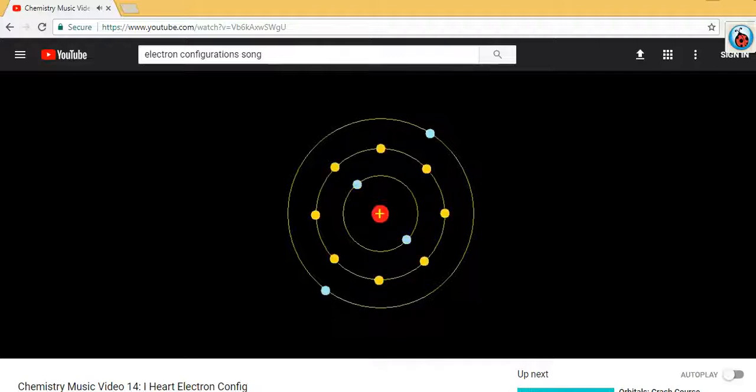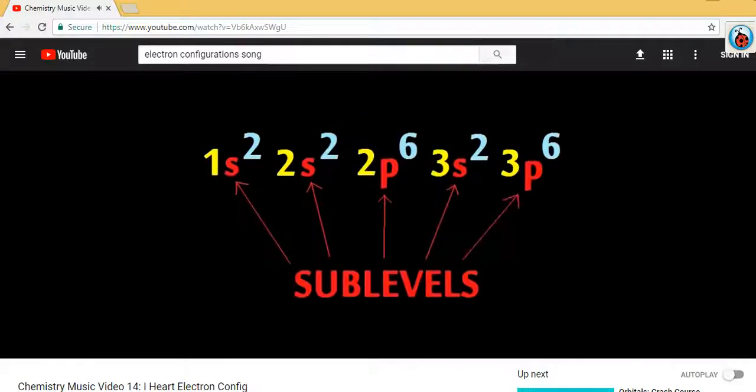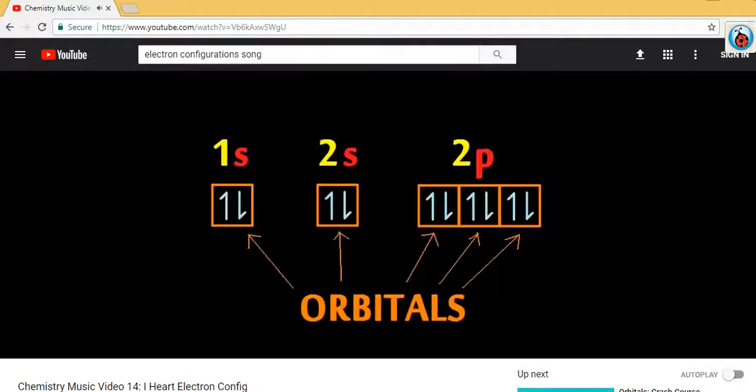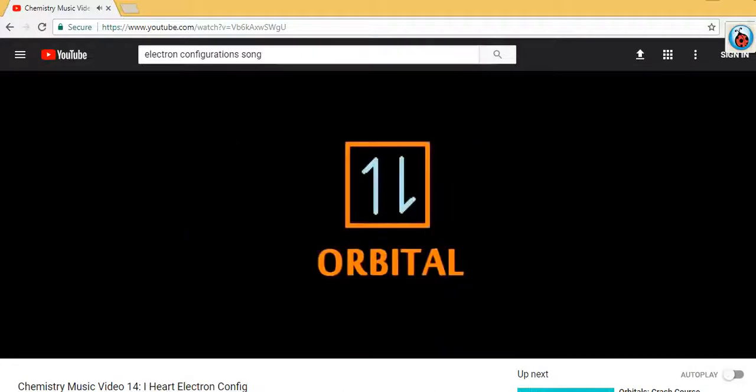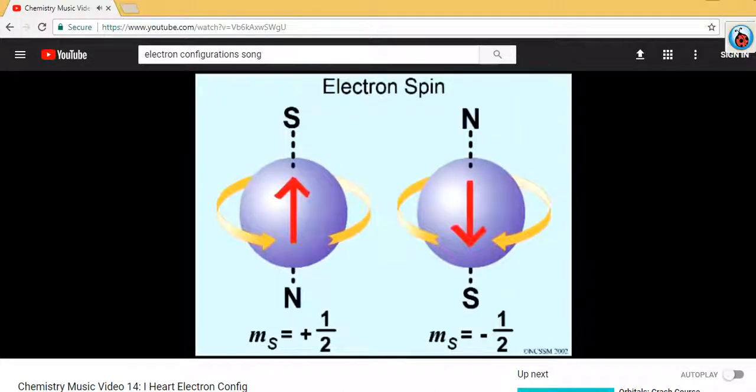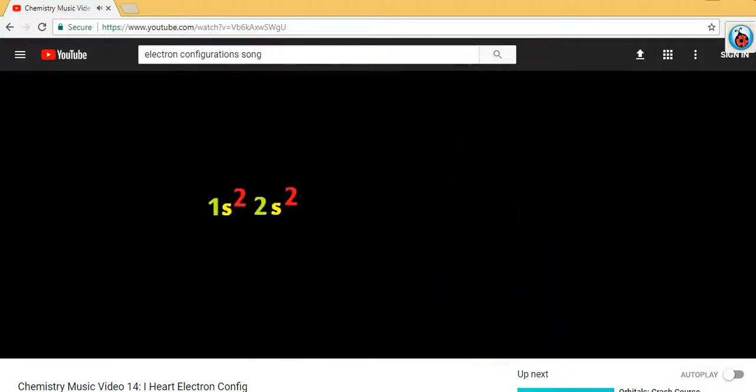They sit around in energy levels, which are made up of sublevels, which can then be broken down into orbitals, and 2 electrons per orbital. Each one has opposite spin. And it's 1s2, 2s2, 2p6, 3s2, 3p6, 4s2, 3d10.